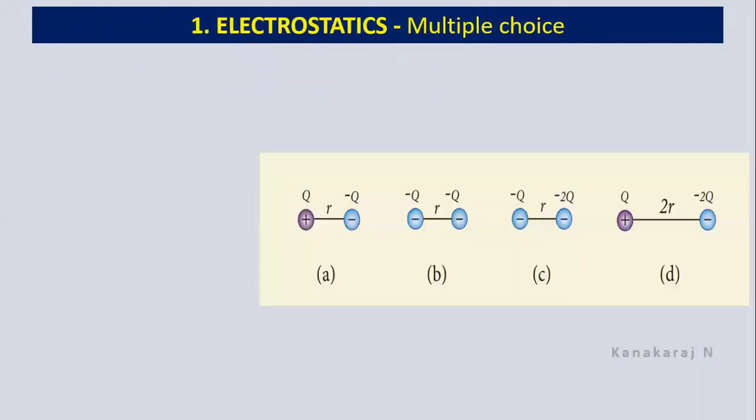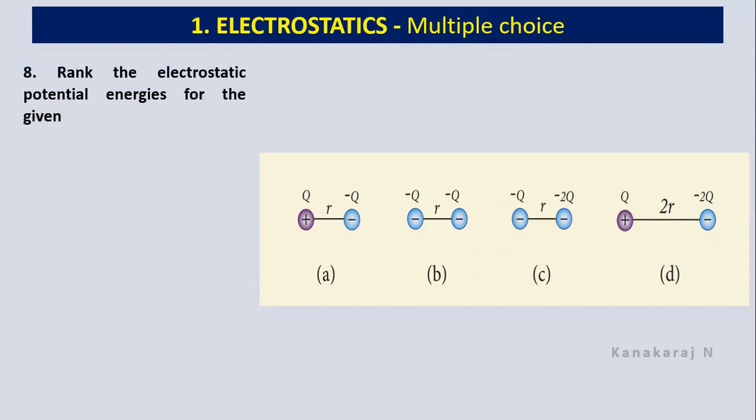Let us learn another multiple choice question from electrostatics. Here four systems of charges are given. In each system there are two charges with different signs, different magnitudes, and separated by different distances. Let us go for the question now.